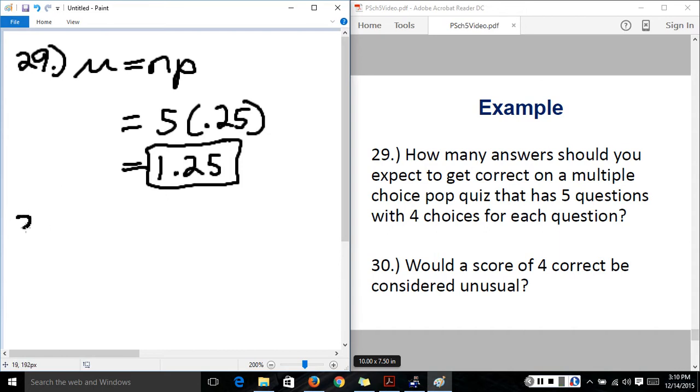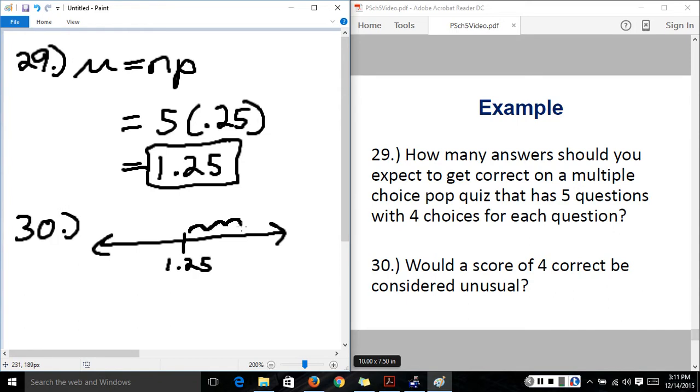Number 30, would a score of 4 correct be considered unusual? For unusual values, those are 2 standard deviations above or below the mean. So, my mean, I just found that in number 29, was 1.25. I'll go 2 standard deviations above the mean. That's a 2 sigma. 2 standard deviations below the mean, and I'll make boundaries. Anything outside those boundaries will be unusual. Anything that's not will be not unusual.